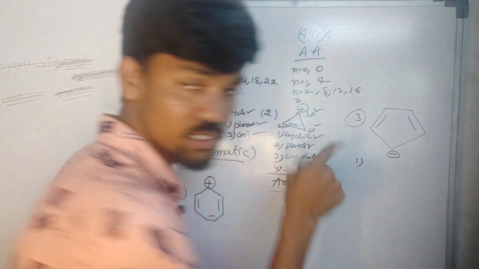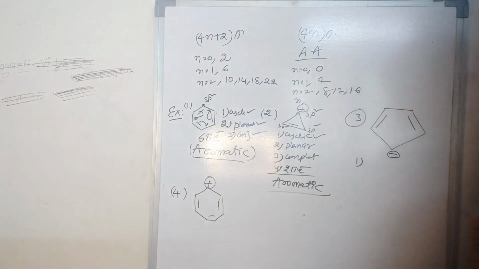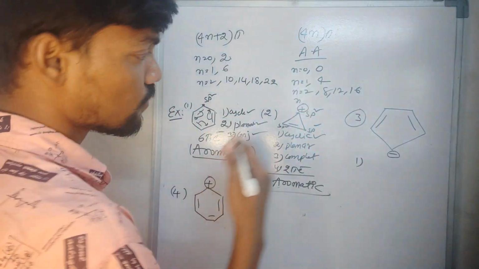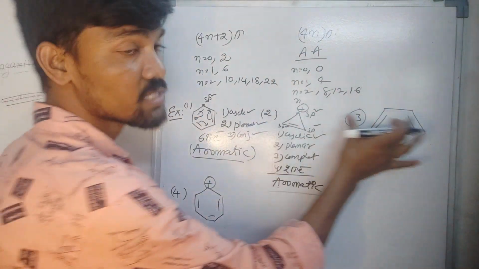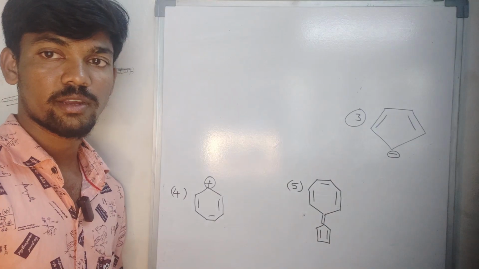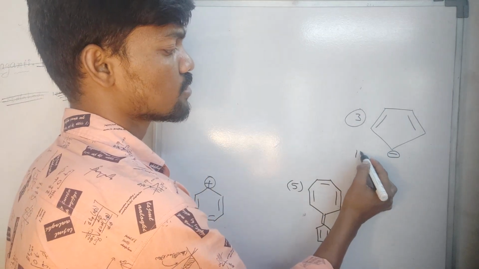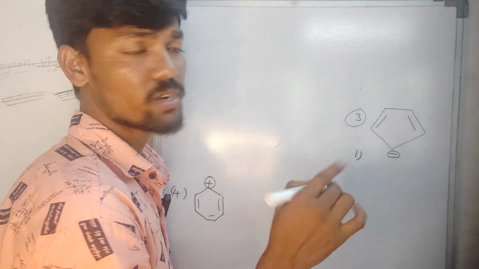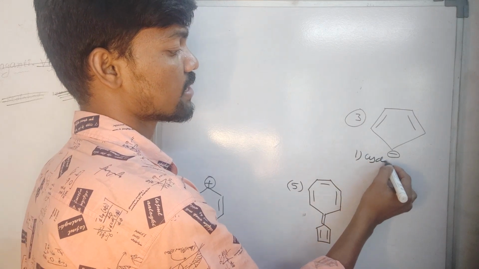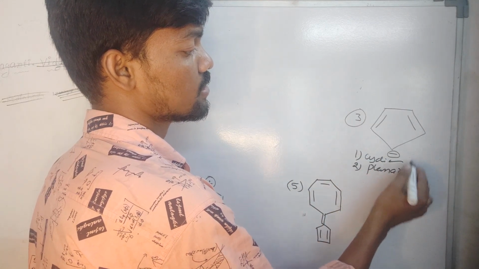Come to this point, what happens here? Listen. First of all, is it cyclic or not? Okay, next what happened here? This process must and should be cyclic; the first preference is cyclic. Yes, it is a cyclic structure. Next one is planar. Is it planar or not?